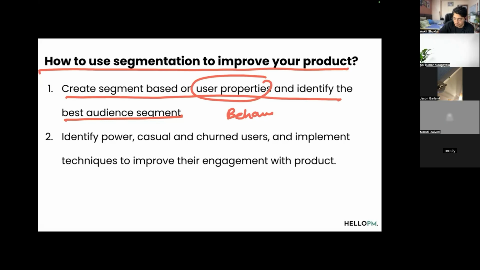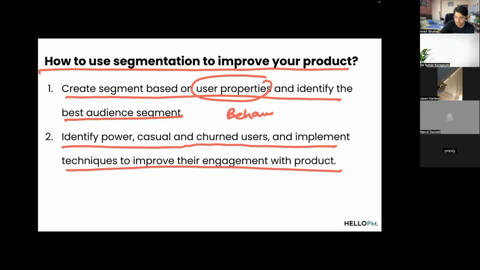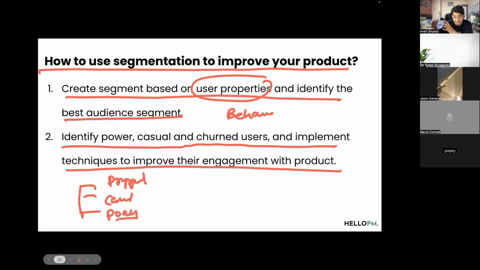Similarly, identify power, casual, and churned users and implement techniques to improve their engagement. Let's say you have three kinds of people: people who have dropped, who have churned off, they are not coming to your app. Then people who are casual, who are just using the product here and there. And then people who are power users, people who really invest a lot of time in the product. So you will segment them, you will understand their pattern, their journey and their funnels, and you will see how I can give the same experience to these people.